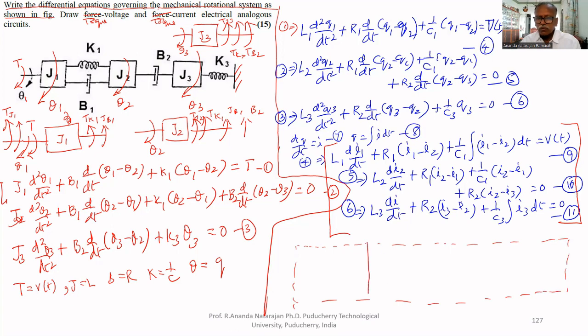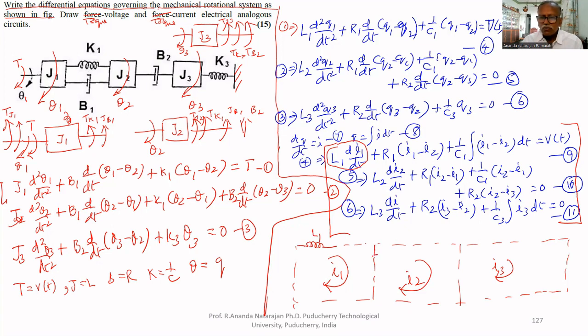This is the first loop, second loop. In the first loop, the current is I1; in the second loop, the current is I2; this is the third loop, the current through this is I3. Through L1, I1 alone is flowing, therefore we can mention L1 here. Through R1, both currents I1 and I2 flow, so I1 minus I2, therefore R1 can be mentioned here.